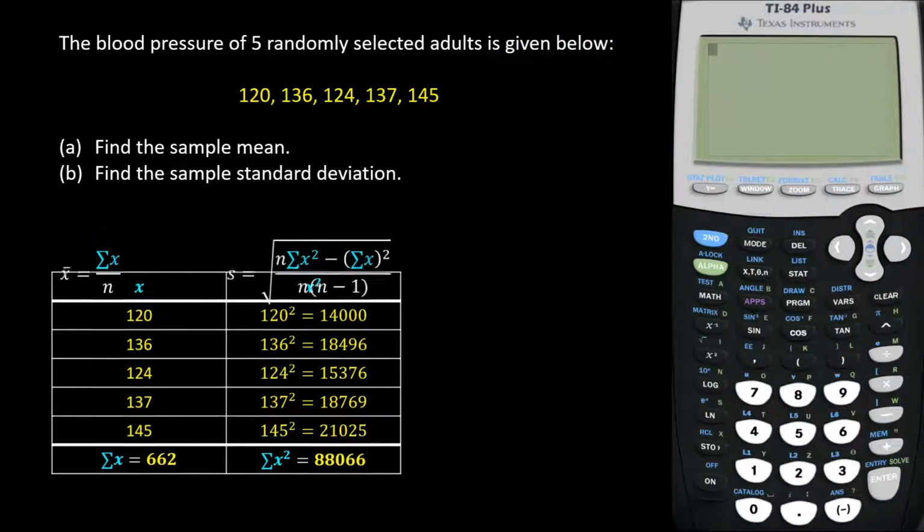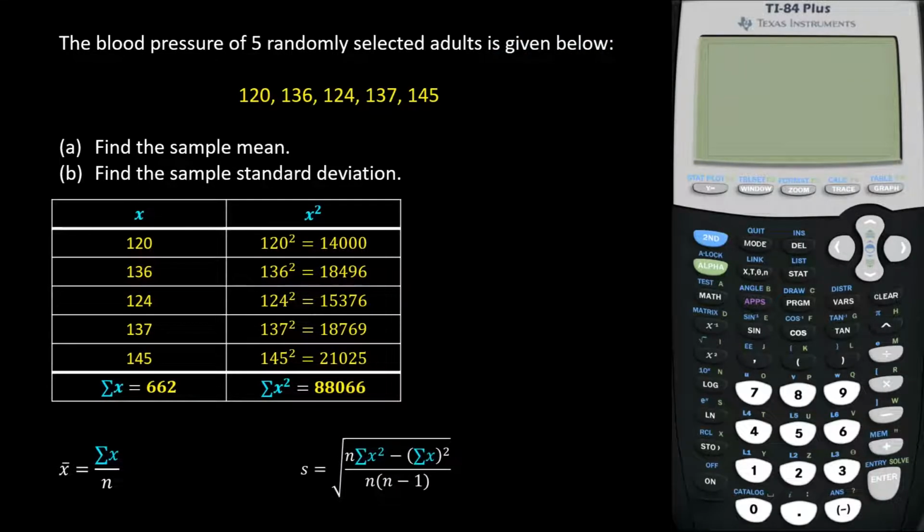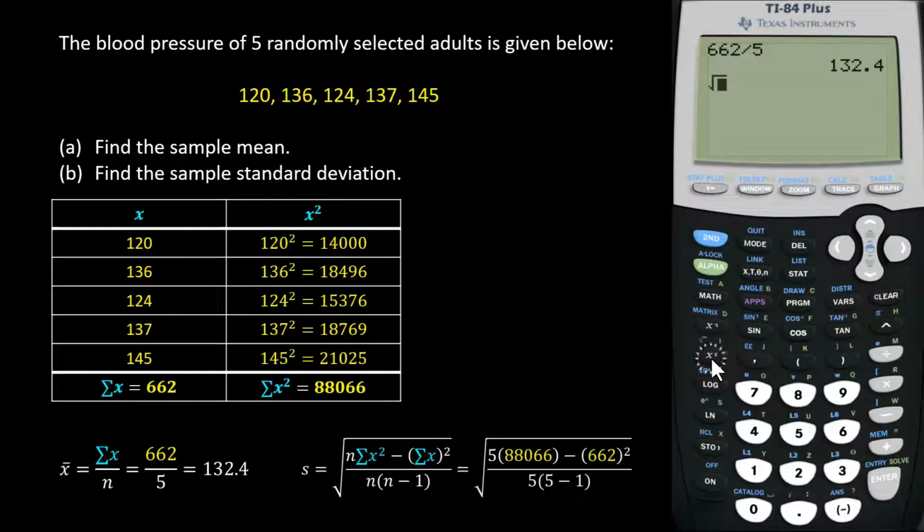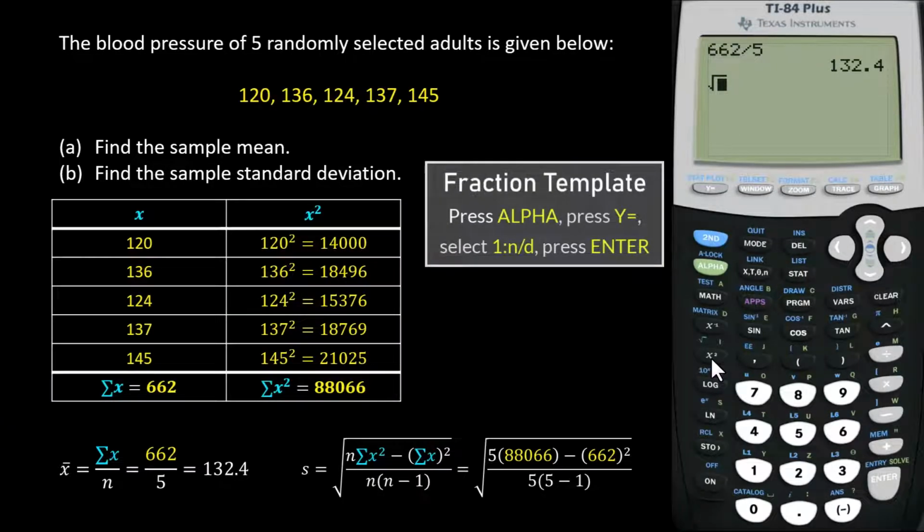Now that we have the column totals, we can use these values and substitute them into our formulas. To calculate the sample mean, we substitute 662 and divide it by 5, and we get 132.4. For the sample standard deviation, we start by typing the square root symbol, and to make things easier, we'll go ahead and use the fraction template, which you can access by pressing alpha and then the y equals button. This is a really nice feature of the TI-84 calculator because you don't have to worry about screwing things up with parentheses. Okay, so this pulls up a menu.